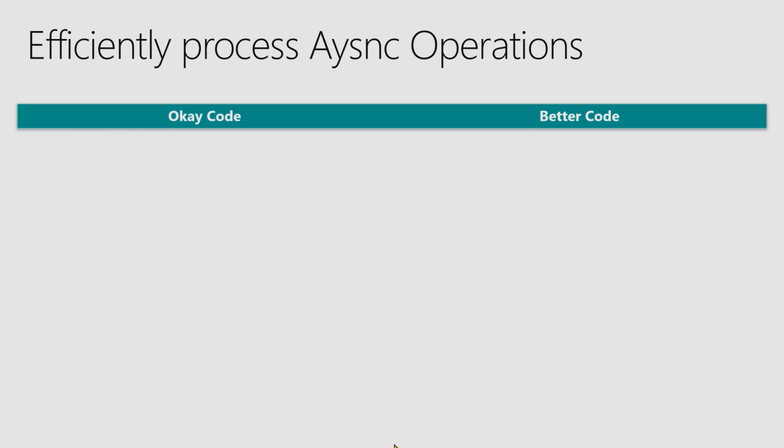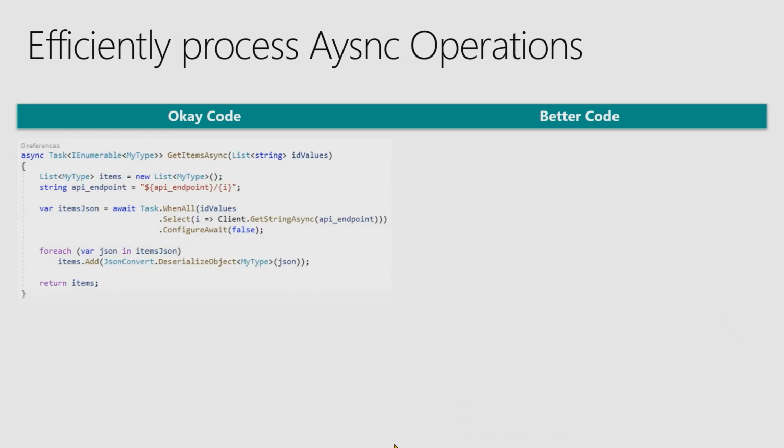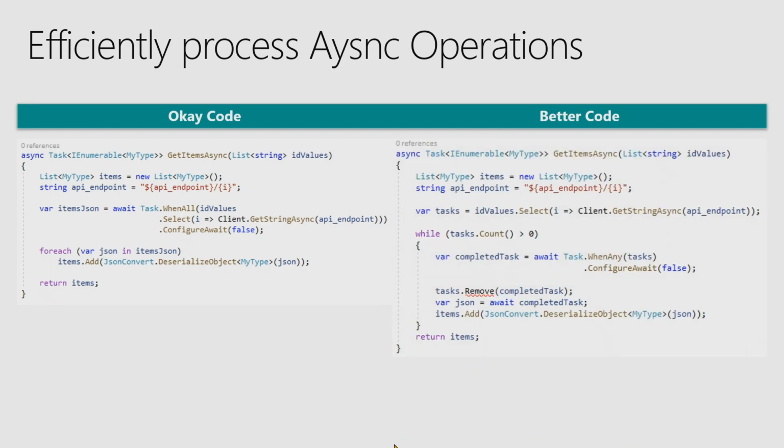Let's talk about efficiently processing an async operation, right? If you look at this code sample over here, it is going to first WhenAll and wait for all of the results to come in, and then it's going to post-process those results. We could make this slightly more performant by instead doing a WhenAny, and as and when the results are coming in, it can start processing them and then adding them to your list. So again, you can go from okay code to better code and make your app a lot more performant.